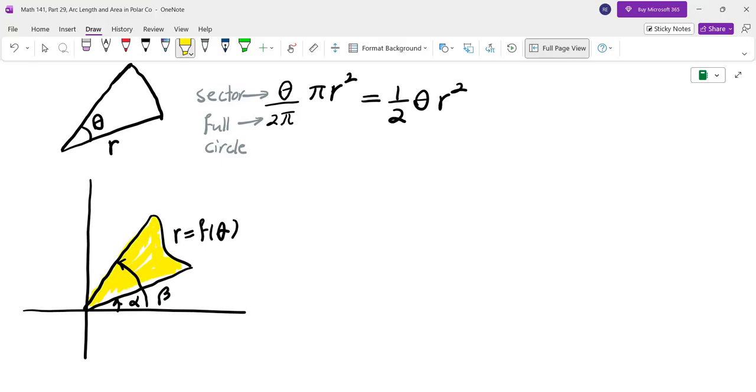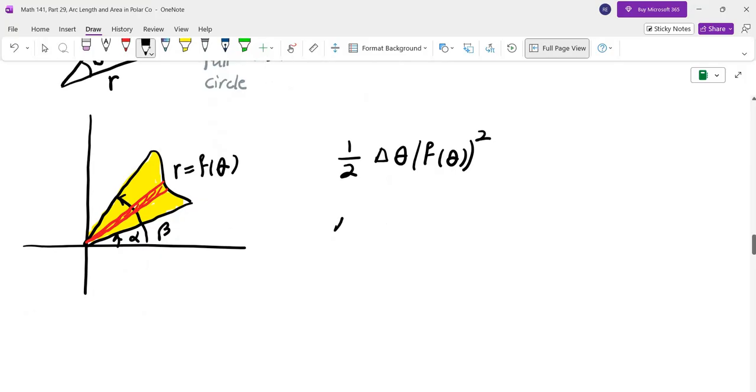So what we do is we're going to divide this into pizza slices, into very thin slices. Each slice can be approximated by this formula that we found. So each area would be 1/2 delta theta and then radius. What is the radius? Radius is f of theta squared.